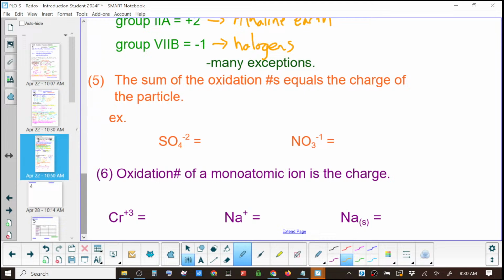The sum of the oxidation numbers equals the charge of the particle. So, for example, SO4 2-. What do we know? What is oxygen normally? -2. -2 times 4. What's -2 times 4? Negative 8. So sulfur, minus 8 must equal minus 2. So what must sulfur be? Plus 6.